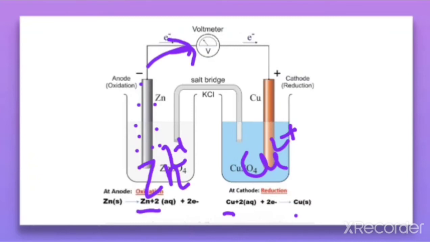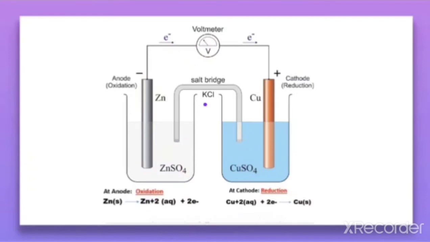So in order to maintain the electrical neutrality, in order to continue the flow of electrons, the salt bridge is used, and this salt bridge has KCl. As the concentration of zinc ion is increased here, the negatively charged ion of KCl, that is Cl-, will flow into this container. So the excess of positive ion is neutralized by the negatively charged ion present in the salt bridge.